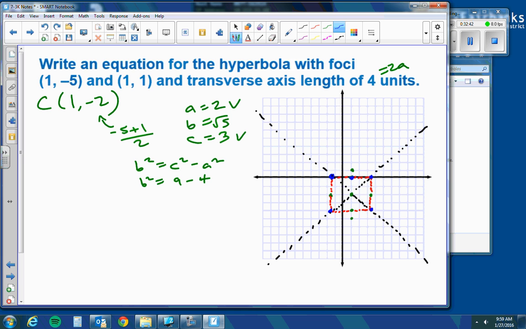And then once again, first of all, the hyperbola goes through the vertices. Don't make it go through the foci. And it's vertical. Make it approach the asymptotes.